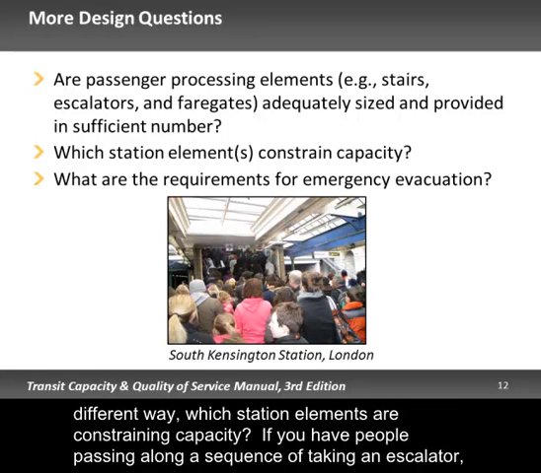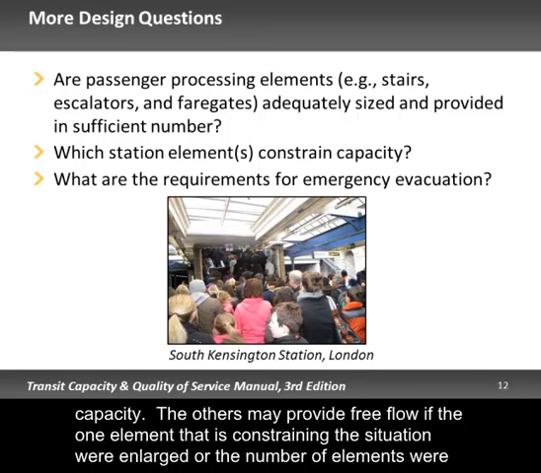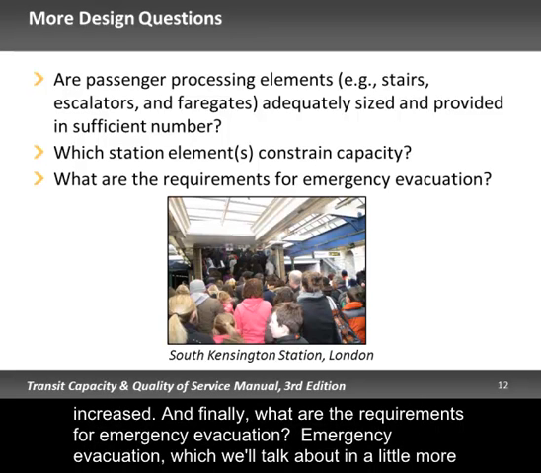Looking at the question a different way, which station elements are constraining capacity? If you have people passing along a sequence of taking an escalator, then passing through a fare control area, then perhaps another corridor or escalator, it may be that just one of those in particular is constraining capacity. The others may provide free flow if the one element that is constraining the situation were enlarged or the number of elements were increased. And finally, what are the requirements for emergency evacuation?